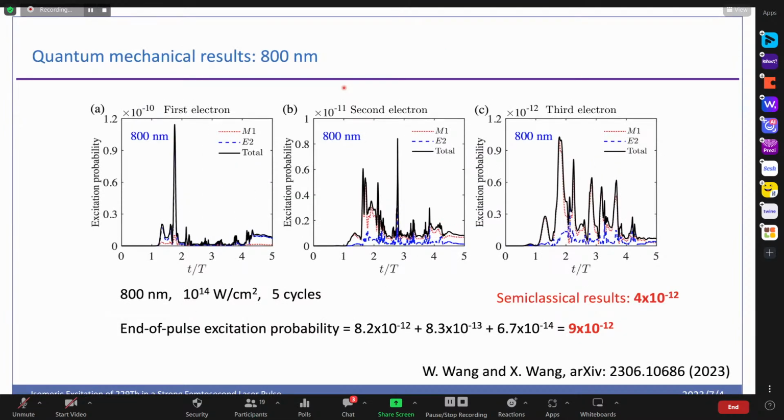So for the quantum calculation, we only have results for very short later pulse because the calculation is very big. So we will look into that. Yeah, that's a good one. Thanks a lot. Sounds really fascinating.